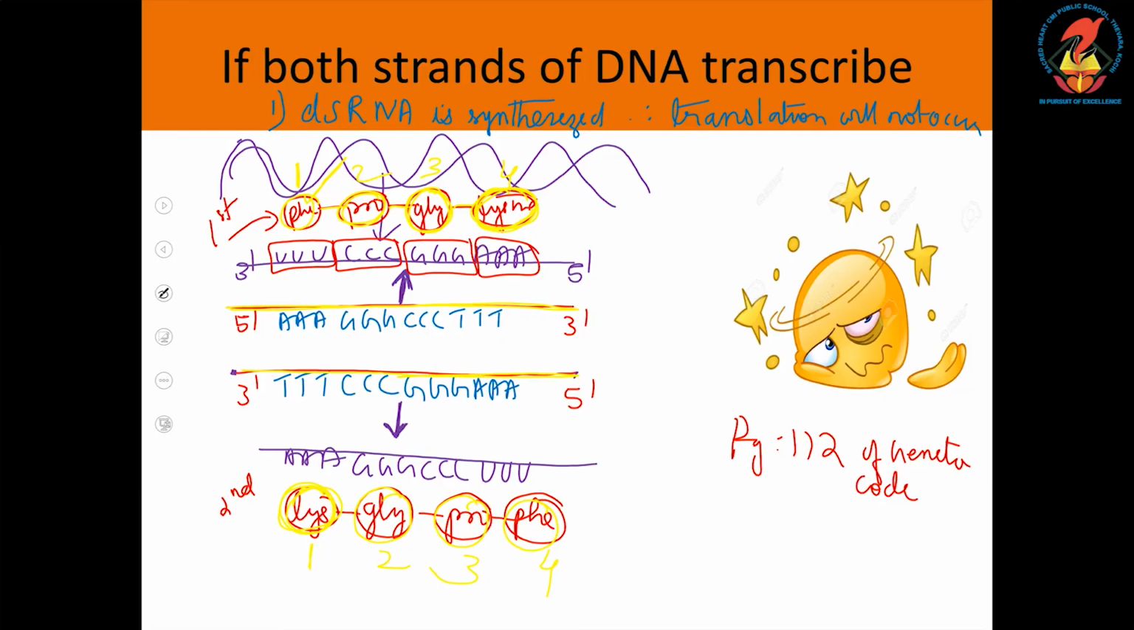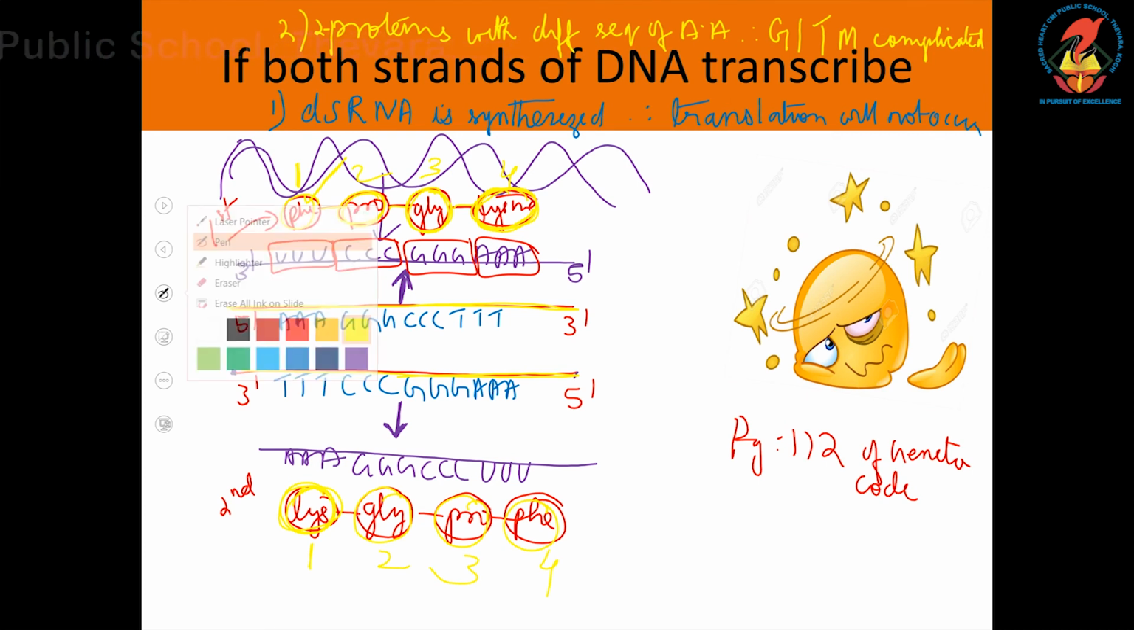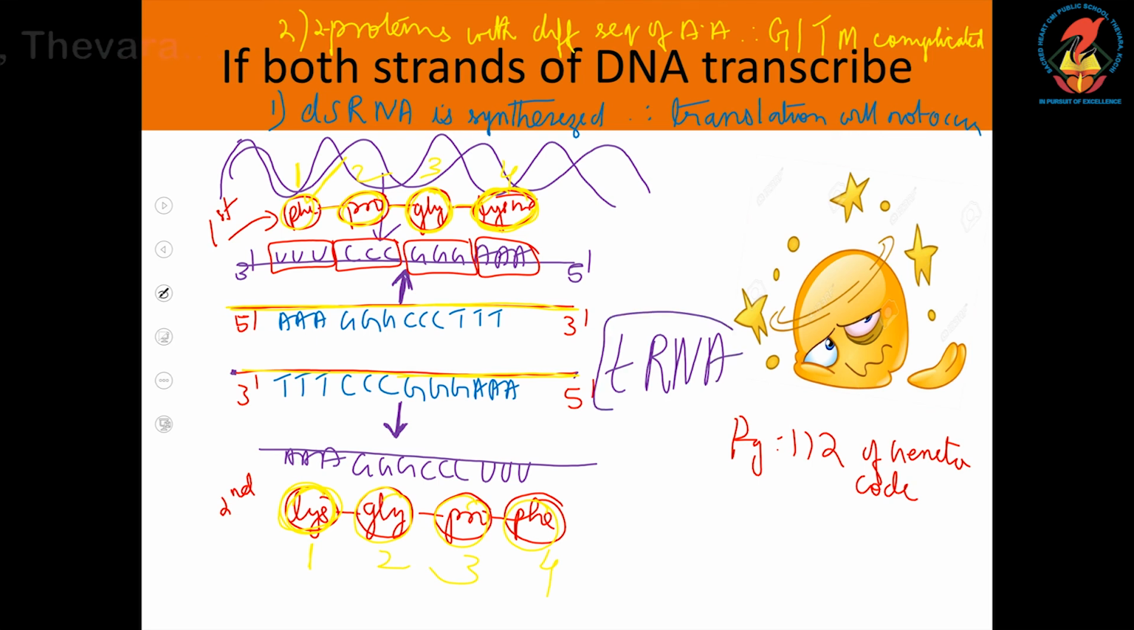Okay, so the second drawback is proteins. Two sets of proteins are synthesized with different sequences of amino acids. Therefore, the genetic information transfer machinery becomes complicated. So who is doing the transfer here? It is the tRNA. The complication comes for the tRNA molecule. It is doing multitasking. See, tRNA has the problem.